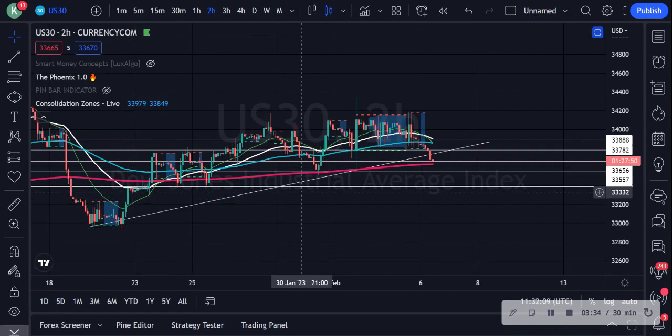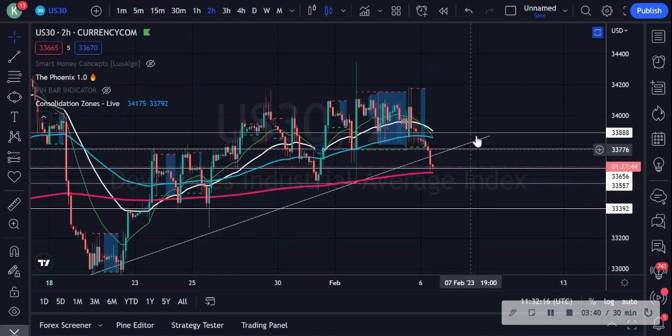This is clearly a fake out, and then price came back and retested this line. This has broken out as well. So really, it's a case of just seeing what it does. We need a retest, right? So you need to retest the trend line. That's what I would be looking for.